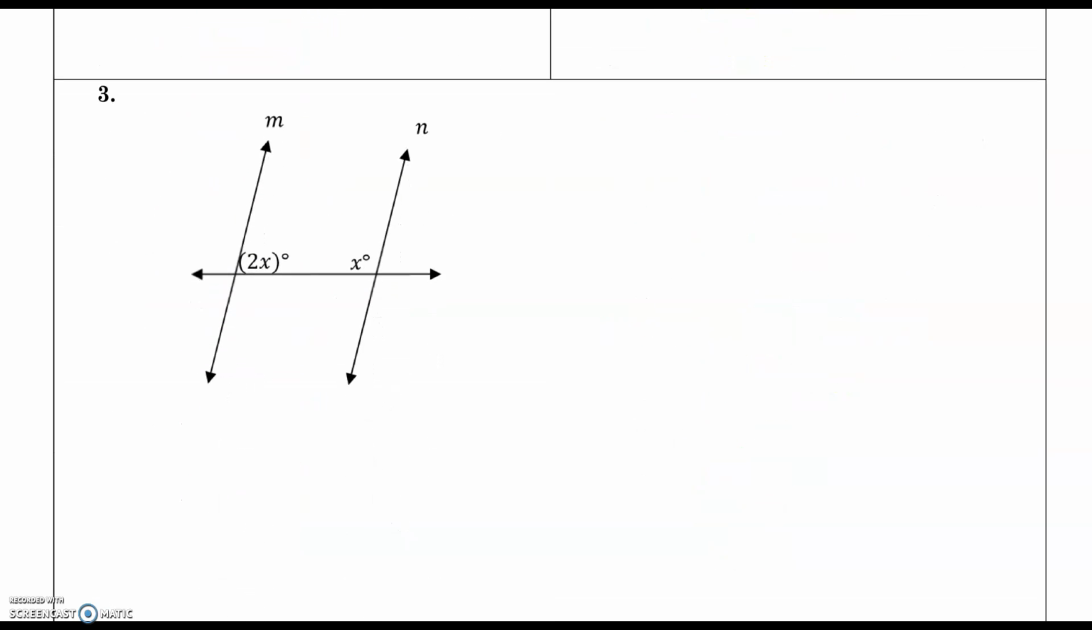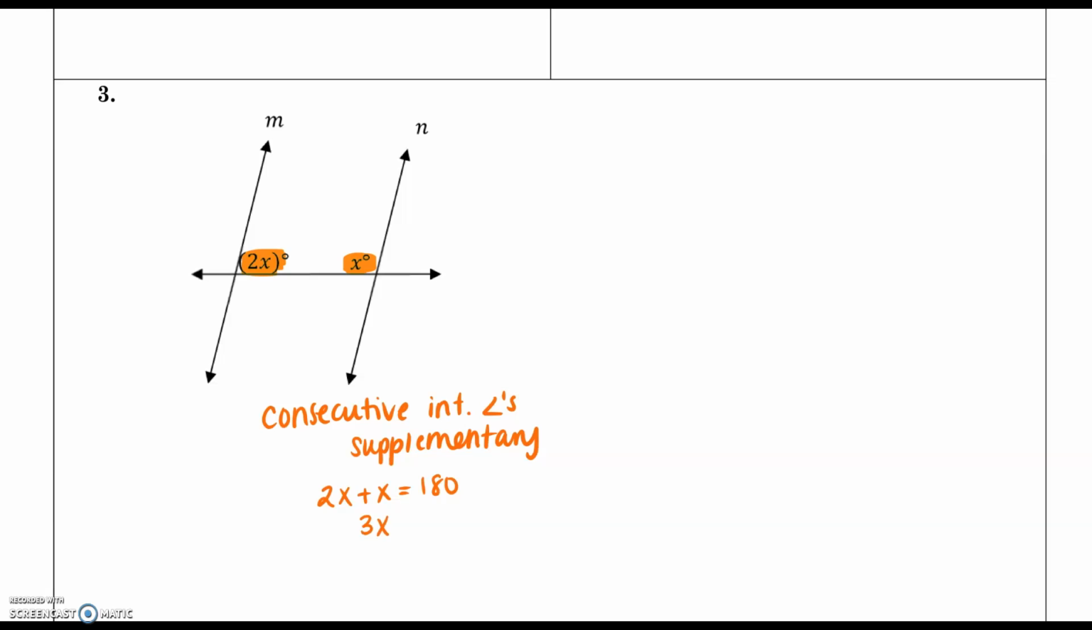Pause the video and try the next one on your own. So here again, we have consecutive interior angles. We know that they must be supplementary. So we're going to do 2x plus x is equal to 180. So we have 3x equals 180. We're going to divide by 3. So x equals 60. So when x equals 60, we know our consecutive interior angles are supplementary.